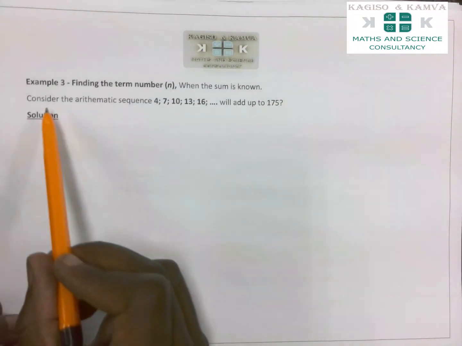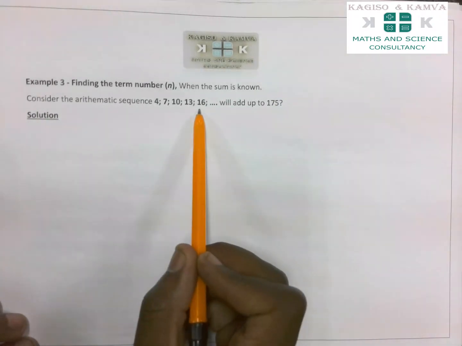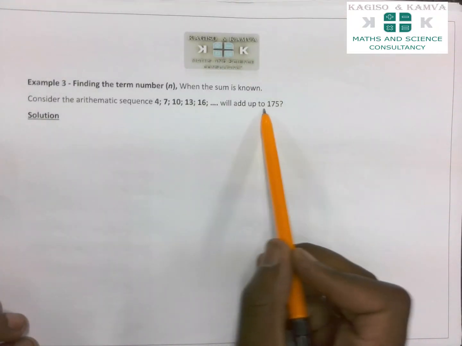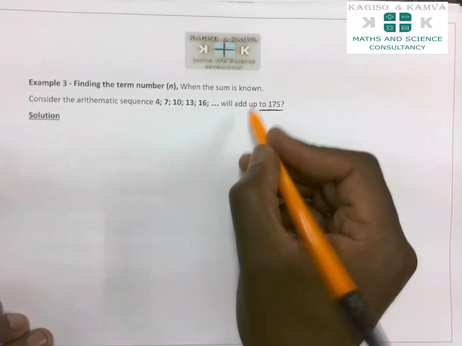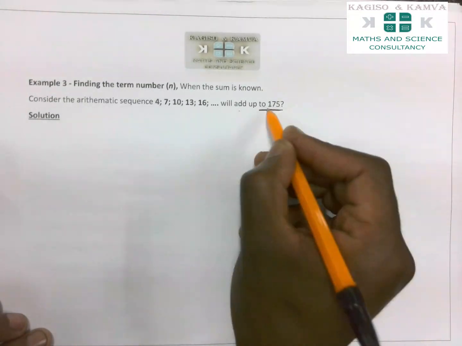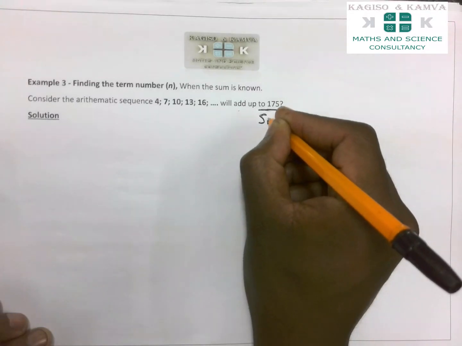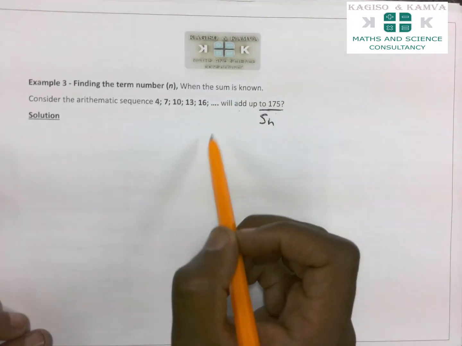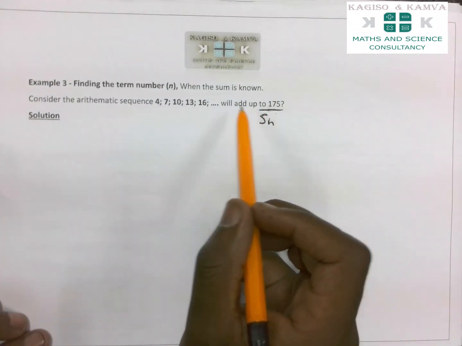Now, consider the arithmetic sequence 4, 7, 10, 13, 16 that will add up to 175. So this 175 is not the last term, it is the sum they will add up to. So this is going to be our Sn. In the previous example, we had the last term there, but here this is the sum. They will add up to this. Okay.